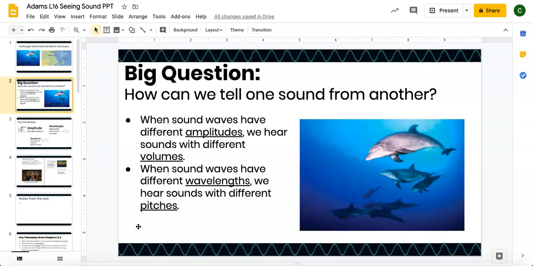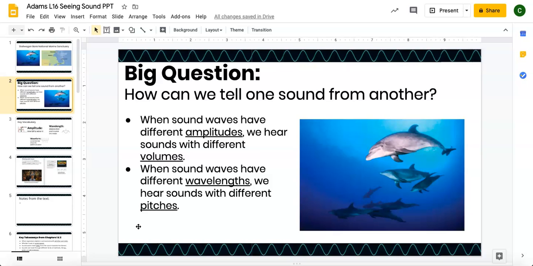Thinking about wavelengths and pitches, we think about high pitch and low pitch. And when we think low pitch, we think about a horn of some kind. And when we think about a high pitch, we think about a very high sounding whistle. And so I want to make the connection with the whistles and the dolphins.